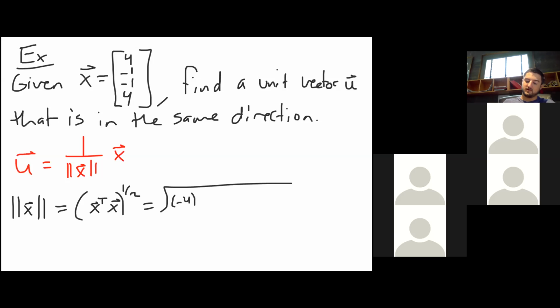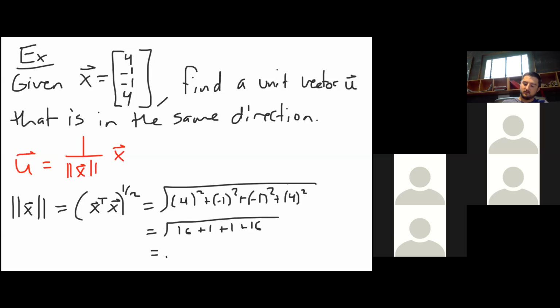So I take the first entry and I square it. I add it to the second entry squared. Add it to the third entry squared. Add it to the fourth entry squared, which is going to be the square root of 16 plus 1 plus 1 plus 16, or the square root of 34. So that is the length of this vector in 4 dimensions. It is the square root of 34.